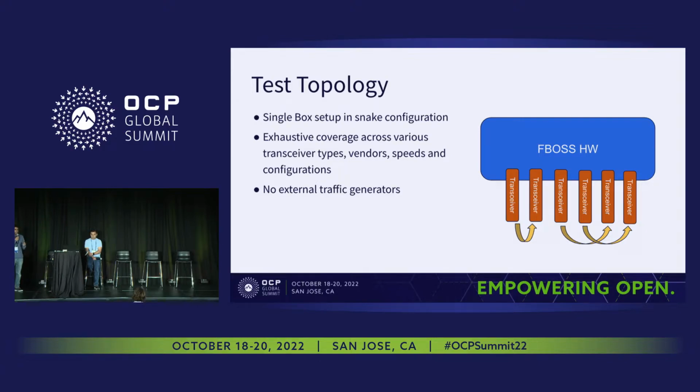We do interop testing between different optical vendors here. We connect, let's say, a 100G optic on one port to a 200G optic and configure the 200G into 100G mode. So we have a variety of combinations that we have in these setups. We don't use external traffic generators. We use the CPU to inject traffic, and then use a few techniques to flood the packet across all the front panel ports.